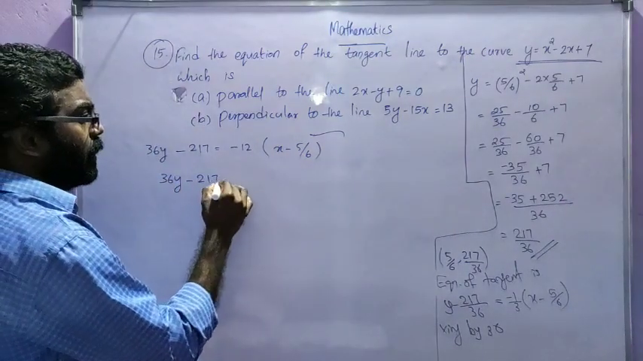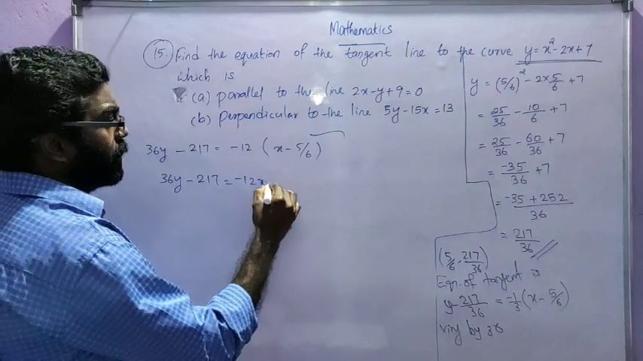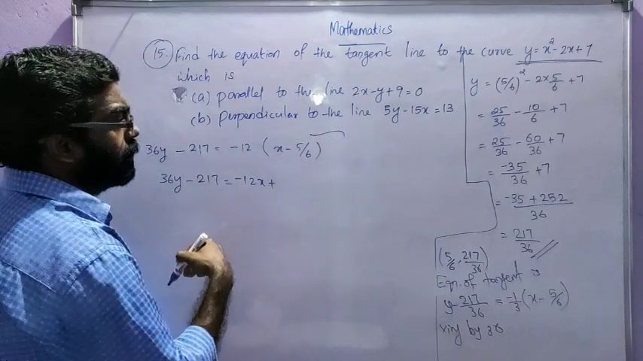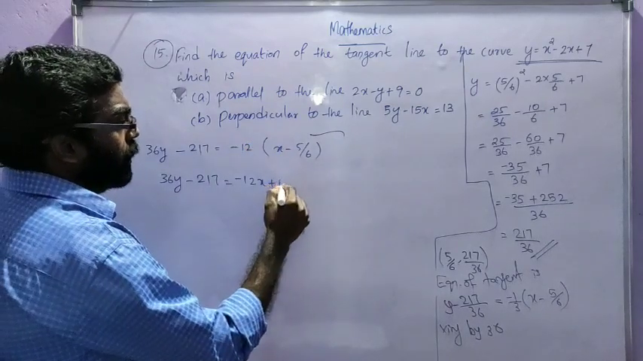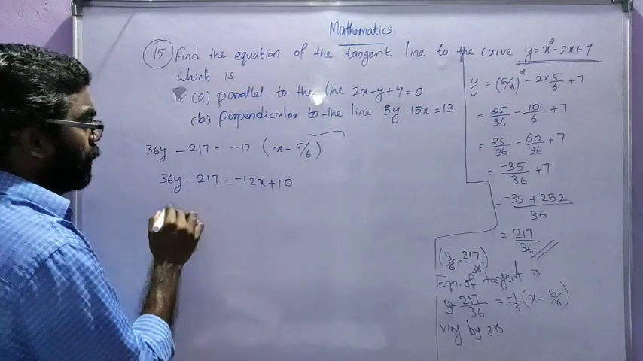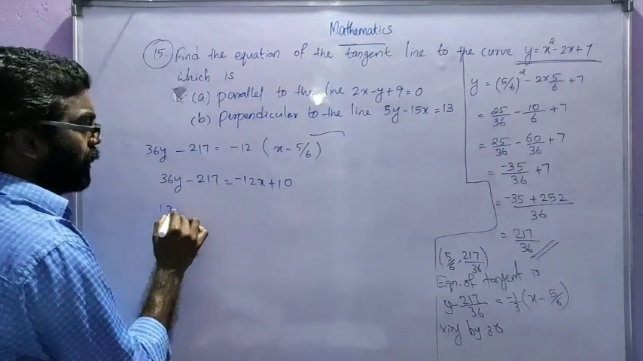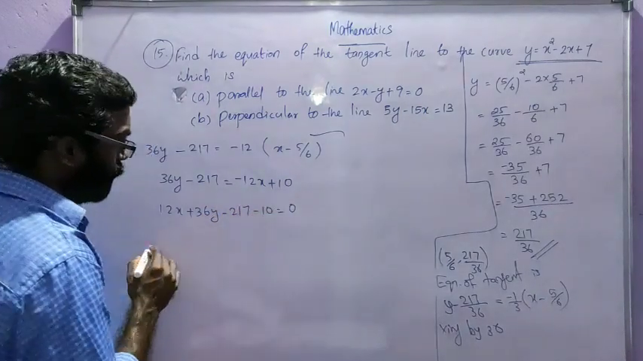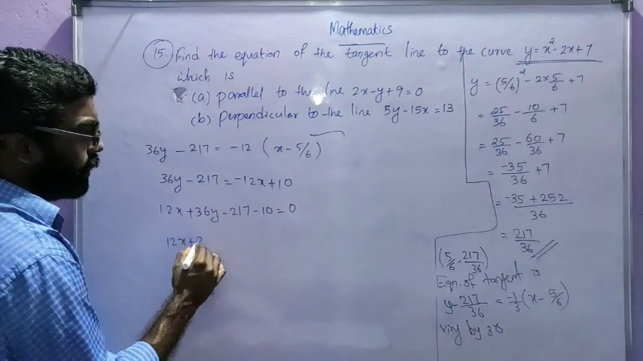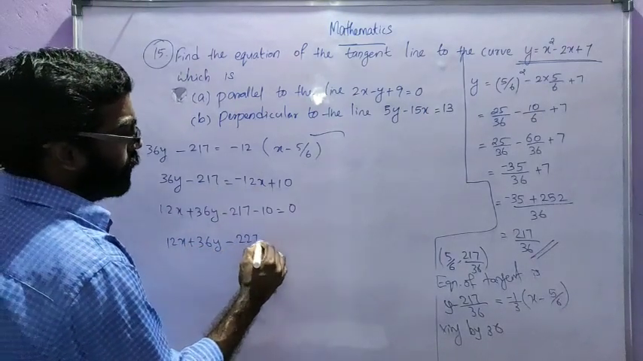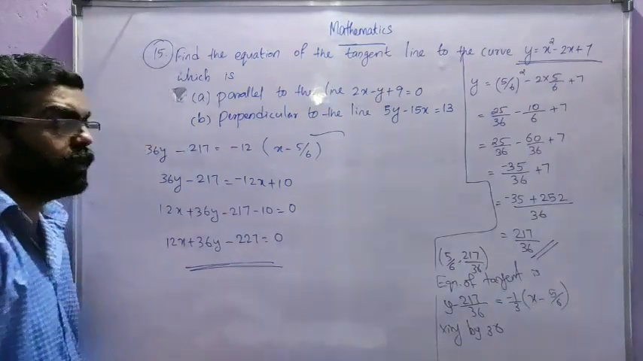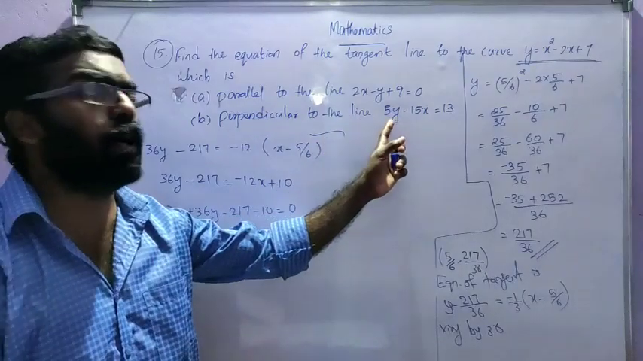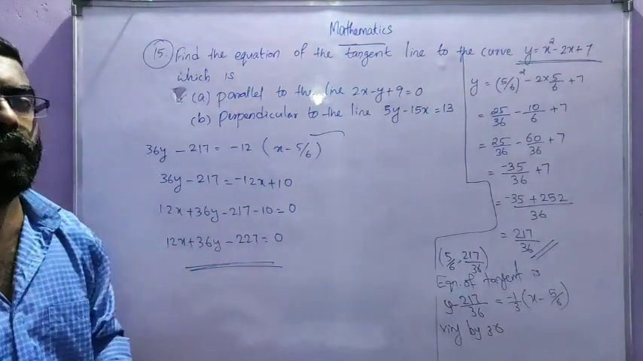36y minus 217 is equal to, we can multiply minus 12x minus 12 and 6 cancel, we get 2. Minus into minus plus 2 into 5, 10. Okay, that is 12x plus 36y minus 217 minus 10 is equal to 0, or we can write 12x plus 36y minus 227 is equal to 0. Okay, so this is the required equation of the tangent. It is perpendicular to the line 5y minus 15x is equal to 13.